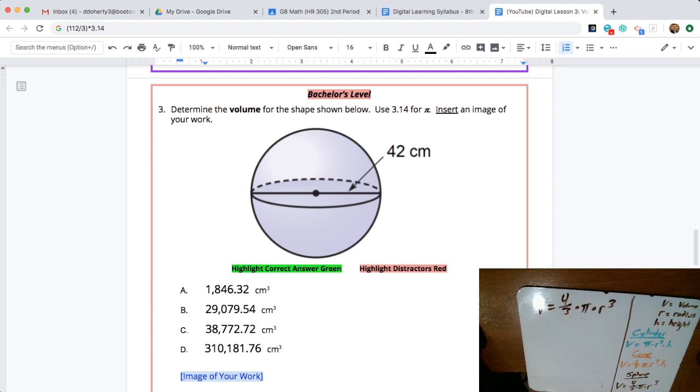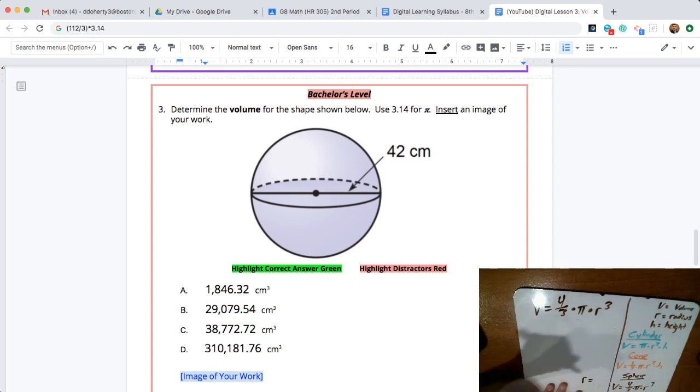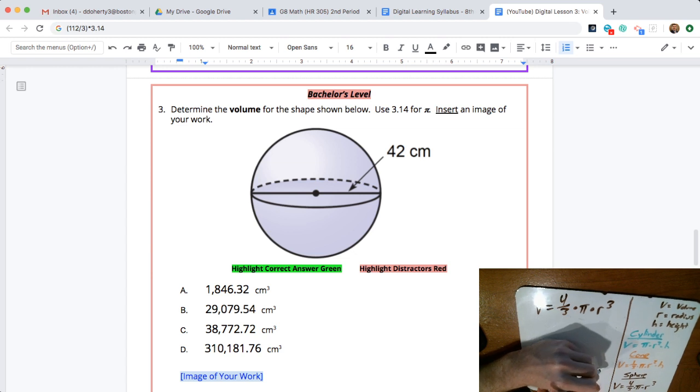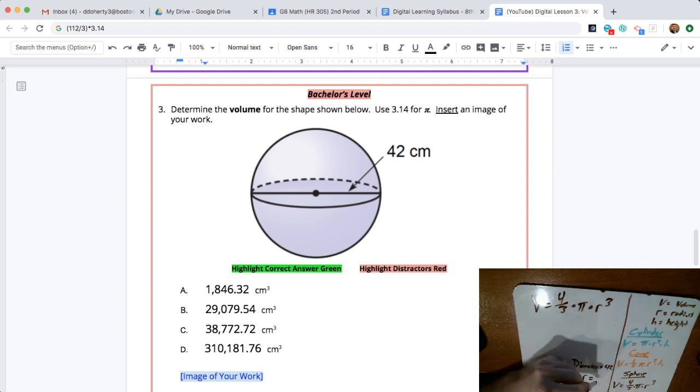The big thing to recognize here, I'll note on my whiteboard, is we need to figure out what the radius is for the sphere. If I know the radius for the sphere, then I can determine what the volume is. In this case, they provide us with 42 centimeters, but that 42 centimeters represents the diameter. So if the diameter is 42, that means the radius needs to be half as big as that, or 21 centimeters. That's the big first thing to understand for problem 3.